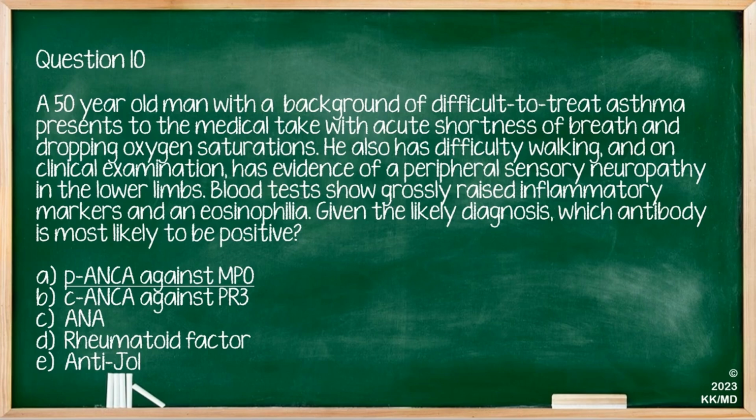ANA is the most sensitive antibody in systemic lupus erythematosus. Rheumatoid factor is again quite irrelevant in here. It's one of the antibodies in the case of rheumatoid arthritis. And finally, anti-Jo1 antibody is the most specific antibody in the case of polymyositis. And in this case, there is pretty much nothing on the vignette that should point you towards a potential diagnosis of polymyositis.